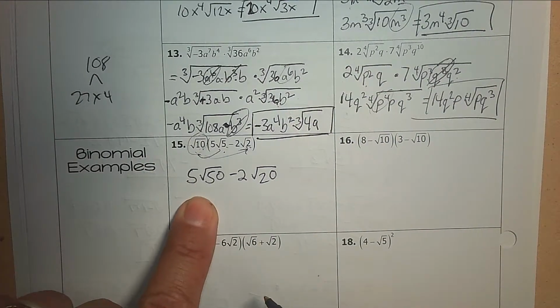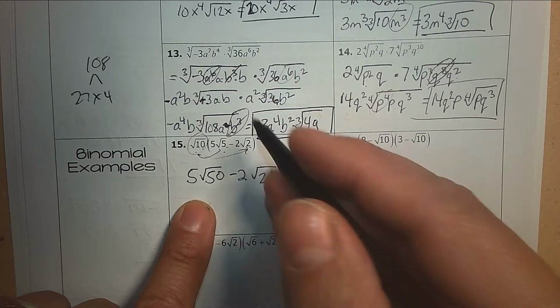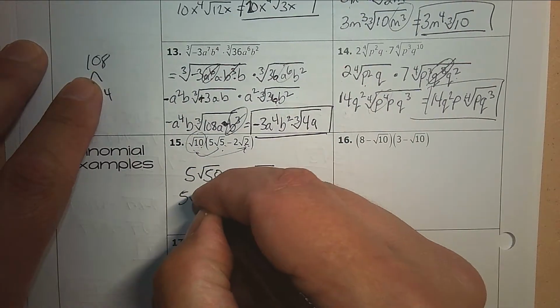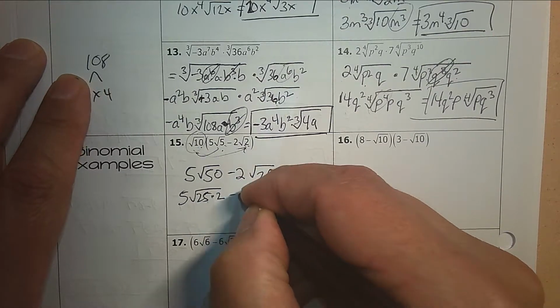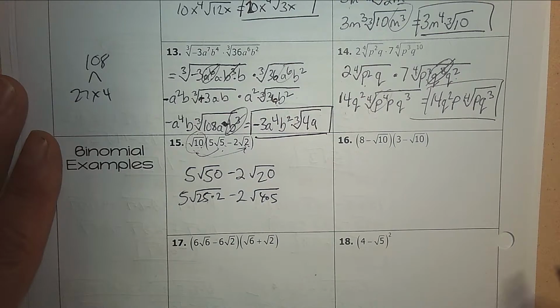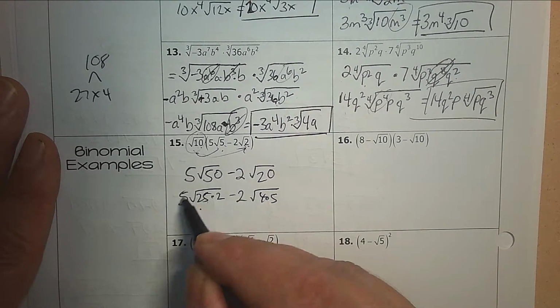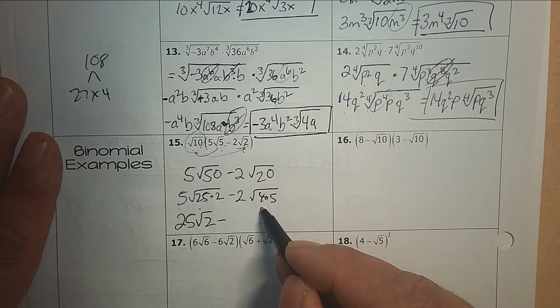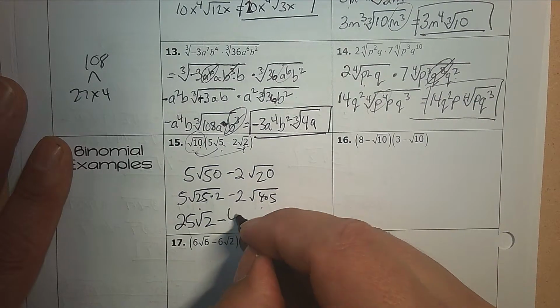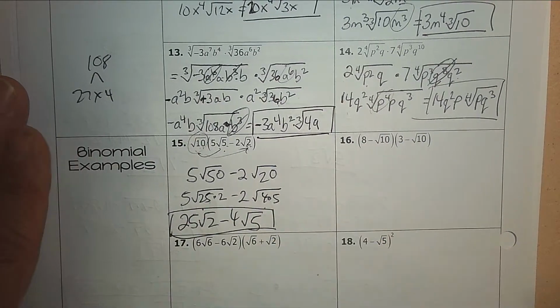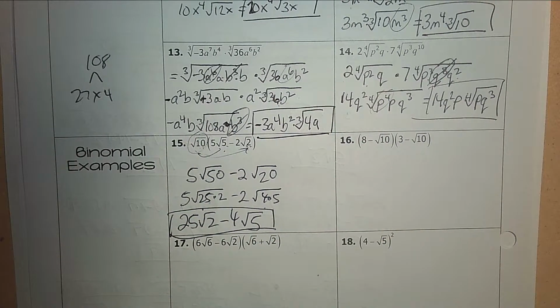Is root 50 simplifiable? Yes. 50 is 25 times 2. 20 is 4 times 5. So the square root of 25 is 5, times 5 in front is 25. Square root of 4 is 2, times negative 2 is negative 4. These are unlike. So they both are square roots, but the insides have to match too.